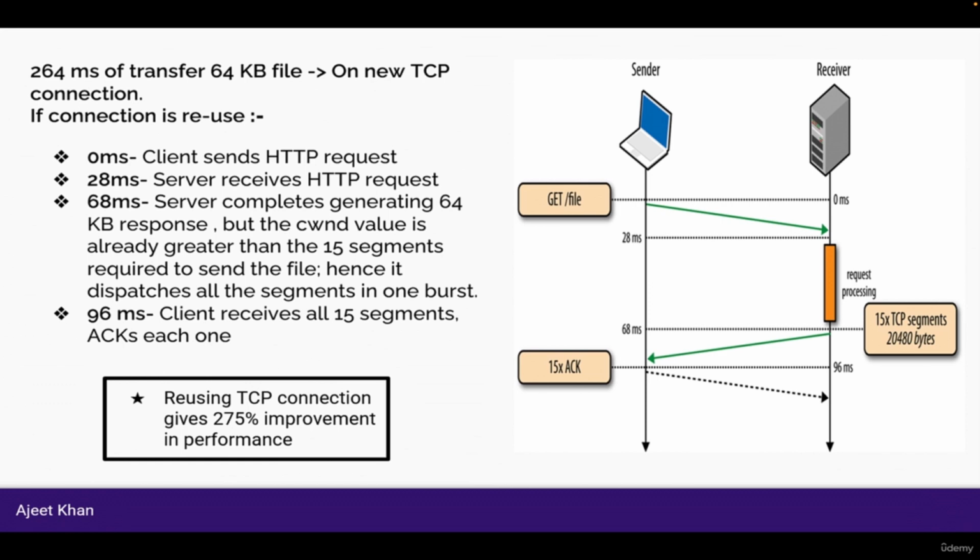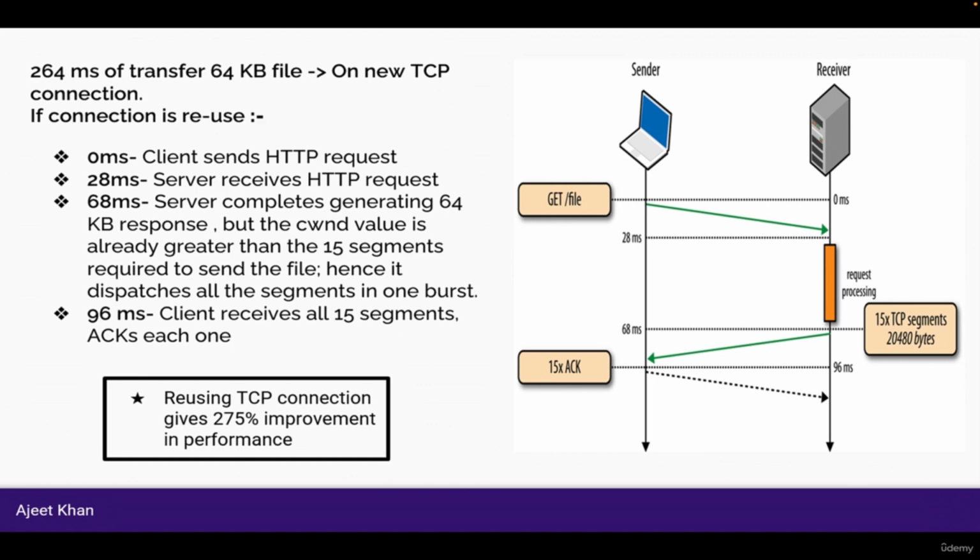So at 0 milliseconds, client sends HTTP request, and at 28 milliseconds server receives HTTP request. At 68 milliseconds, server completes generating the 64 kb response, but the CWND size this time is already greater because it was already set high because of the previous file transfer. Hence this time it will send all those 15 segments in one go. At 96 milliseconds, client receives all 15 segments and sends acknowledgement for each one of them.